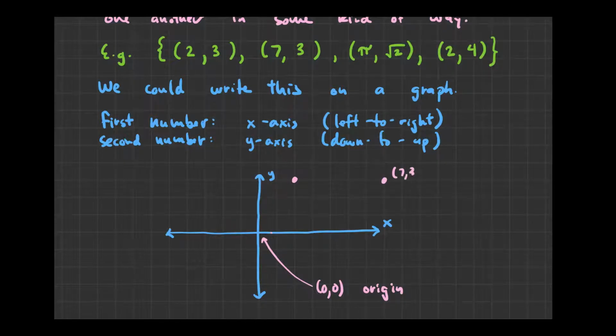And I should start marking these. That's 7, 3. This is 2, 3. We would also have pi and square root of 2.